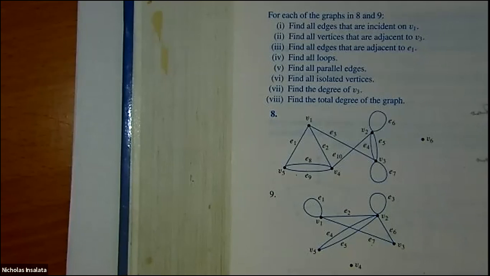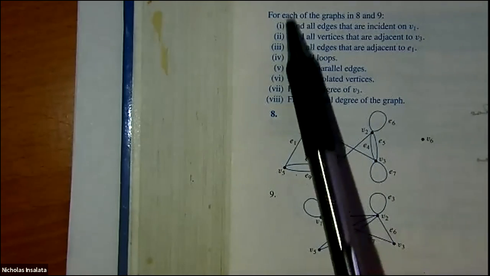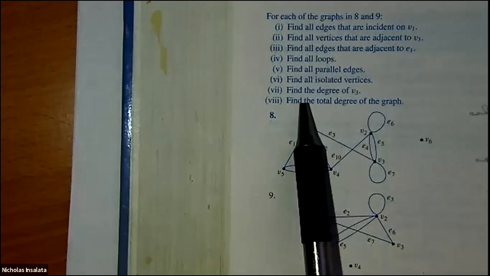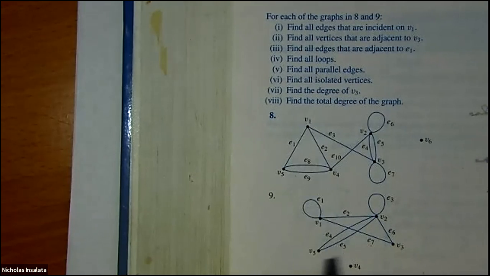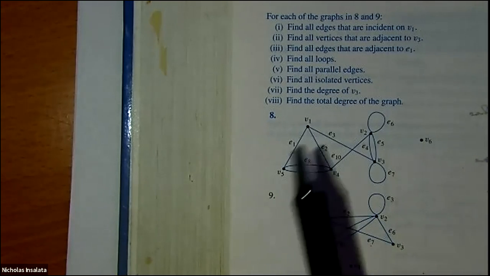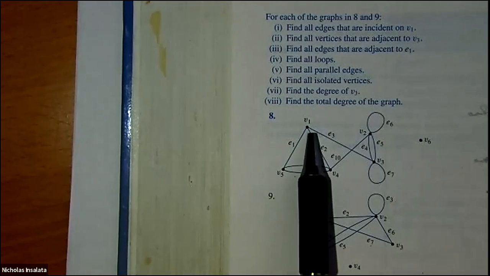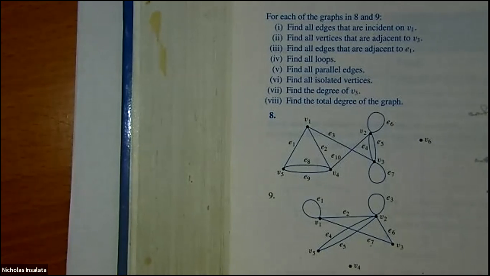All right. So I thought we'd do some practice problems here. So for each of graphs 8 and 9, we're going to find these 8 items for each graph. So let's start with graph 8. We'll do all of these guys. Or no, let's just go back and forth. That'll be more fun. So in graph 8, find all the edges that are incident on V1. So an edge being incident on a vertex means it's next to it. So what do you think? What are the edges that are incident to V1 in number 8?